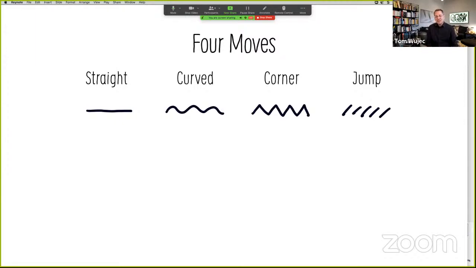Then switch to corner. In corner, you make a line, and then you make an abrupt turn, a hard left or a hard right, still not taking your pen off the paper.